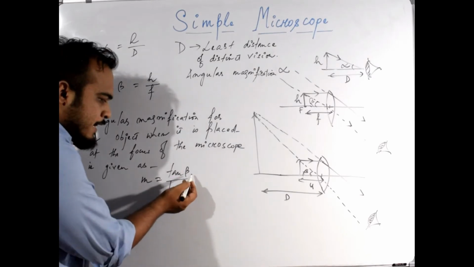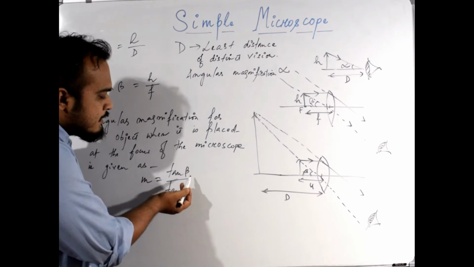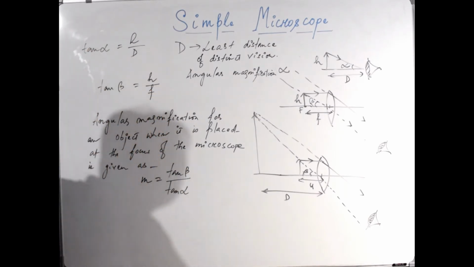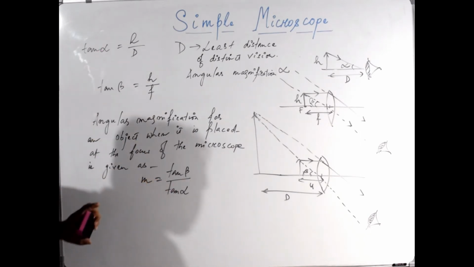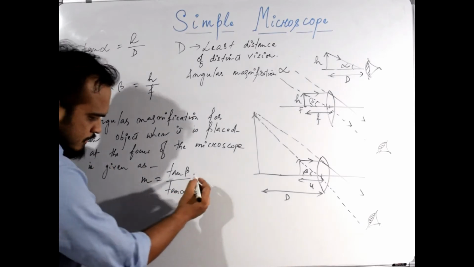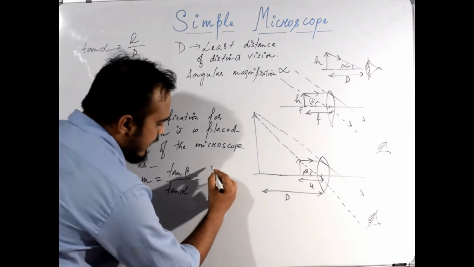It is the ratio of tan of beta divided by tan of alpha. What is tan of beta? Tan of beta is equal to h divided by f. Tan of beta divided by tan of alpha is the angular magnification.